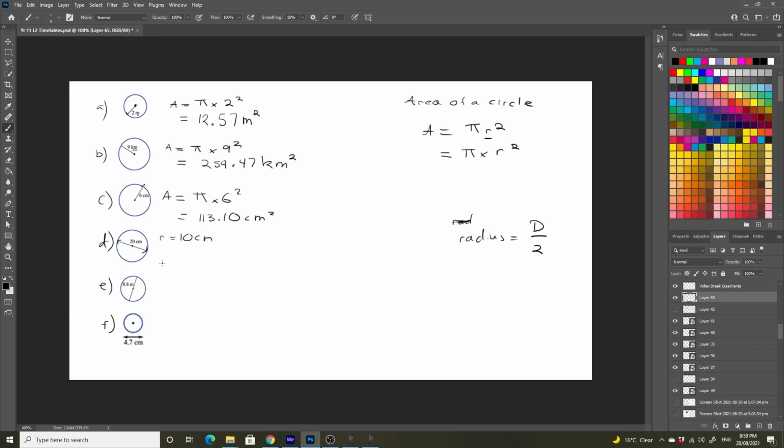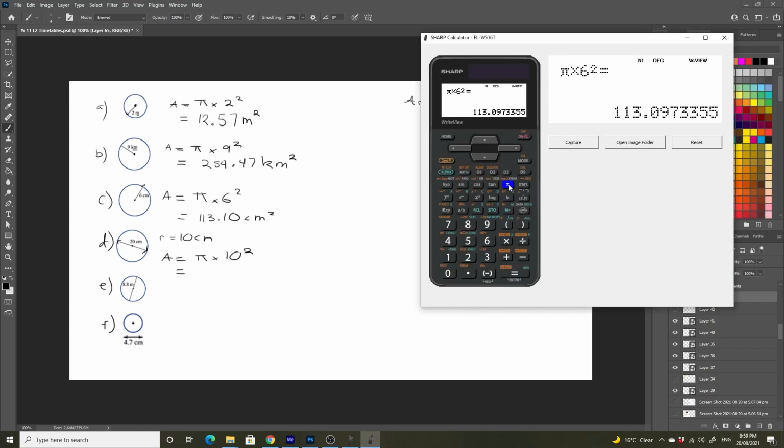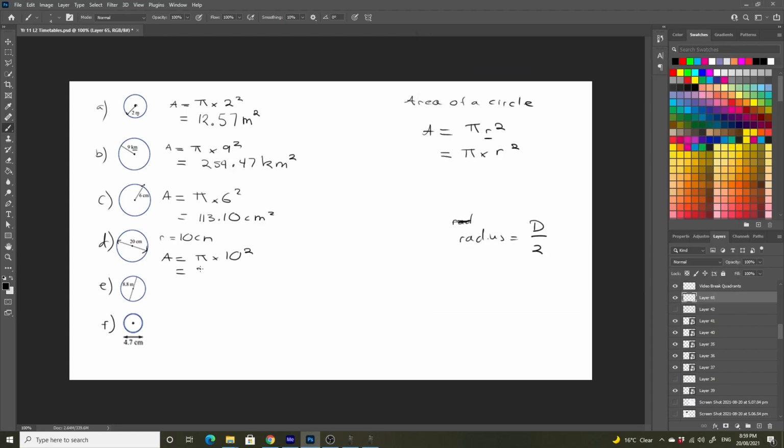So now we have everything we need in order to solve for the area of the circle. And the area of the circle is going to be equal to pi times 10 squared. So pi times 10 squared is 314.15, and then we round up, so 314.16. Check the units, it's centimeters, so this is area, so it's centimeters squared.